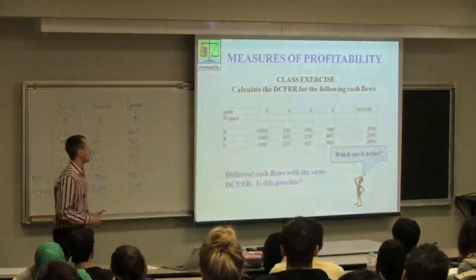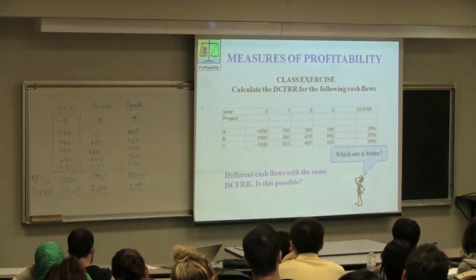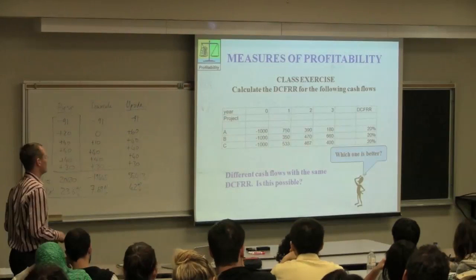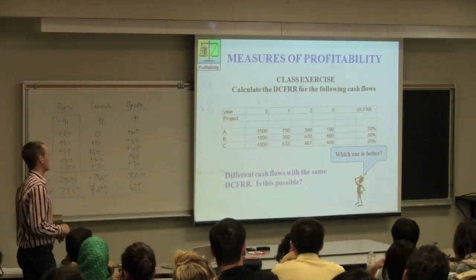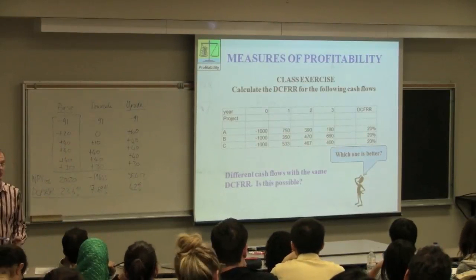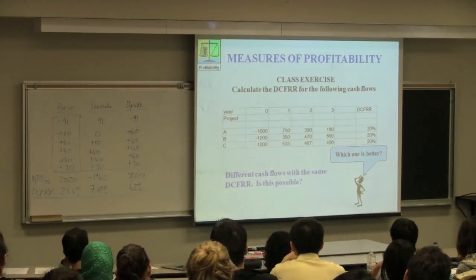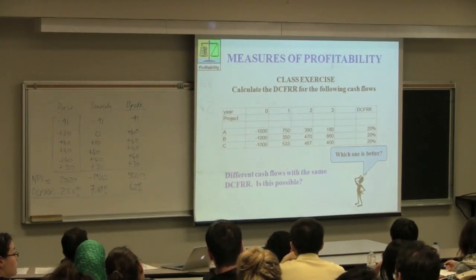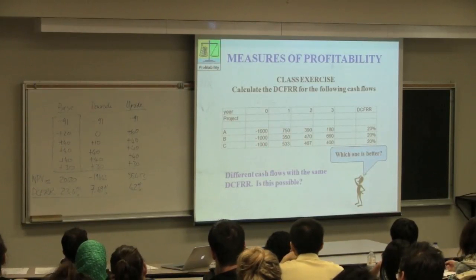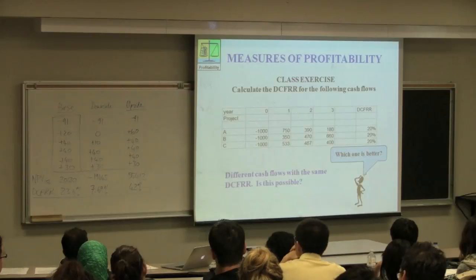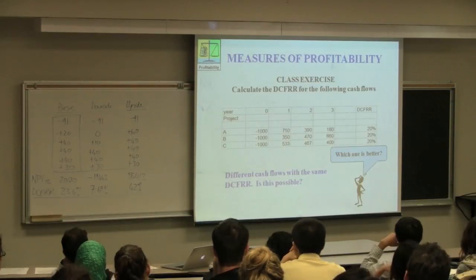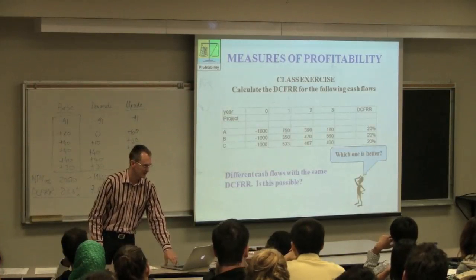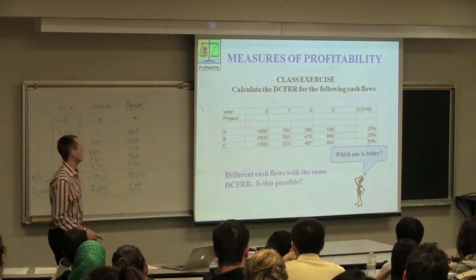If you calculate the DCFRR, you get 20% for all three investments. So what's going on? Is this, as the question asks, different cash flows with the same DCFRR percentage? Is that correct? Is there a mistake in the slides? Which one gets greater NPV? So we have to take a look at the summations of those bars over time, those dollar figures. That NPV isn't filled in over there.